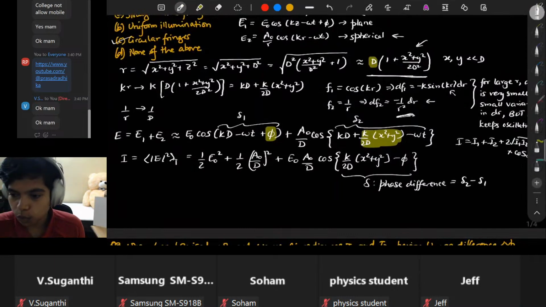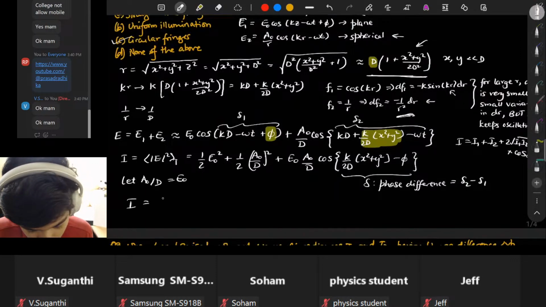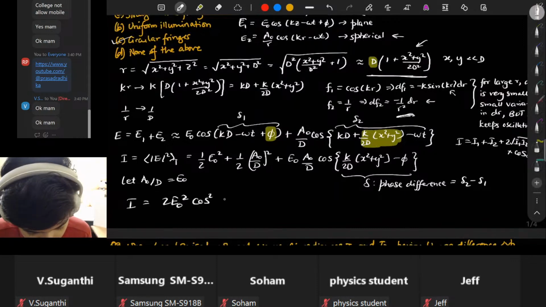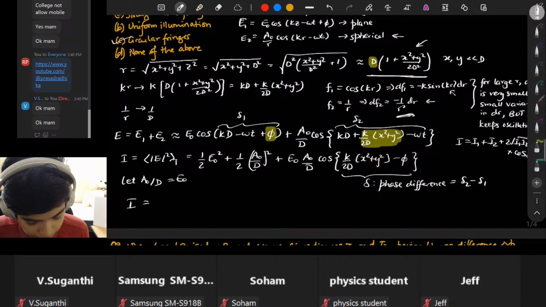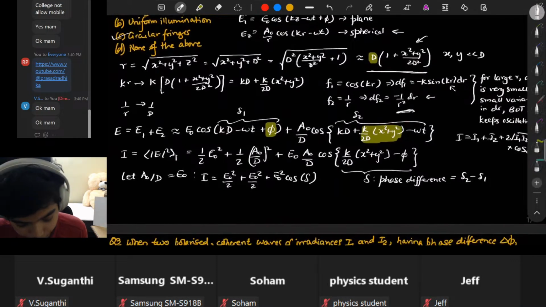Now we can use an assumption. We can say let A naught over D equal E naught. Then what you get is I equal to 2 E naught squared cos squared. Before doing this, let me just write the whole thing for you. So in this assumption, I is E naught squared by 2 plus E naught squared by 2 plus E naught squared cos delta, where this is the value of delta.